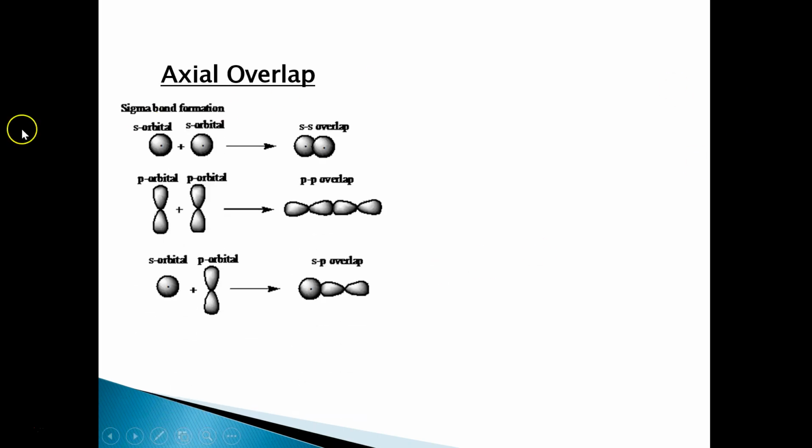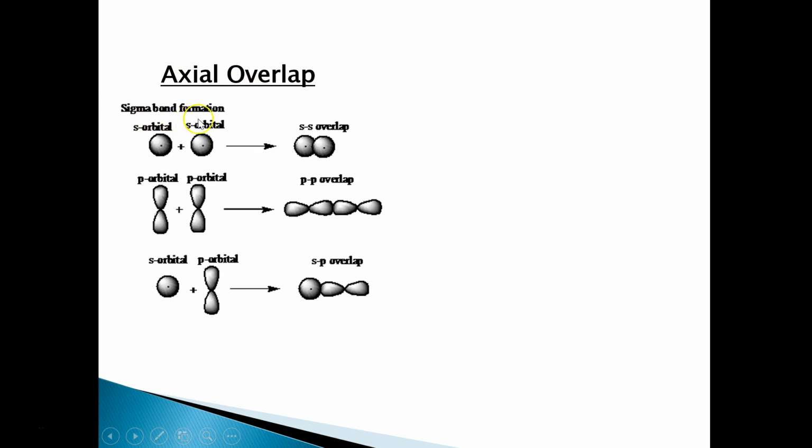So axial overlap looks a little bit like so. You can have different combinations of orbitals combining, but the common thread is that they're all combining in a head-to-head arrangement. So we can have two s orbitals combine, and that region of overlap is where the bonding electrons will live, that shared pair of electrons. And you could have two p orbitals combining. Now they have to turn 90 degrees to achieve the head-on overlap, or you could also have an s and p orbital overlapping. All three of these examples are examples of sigma bond formation.